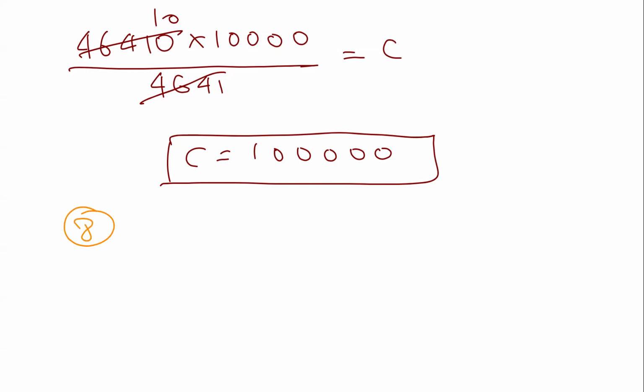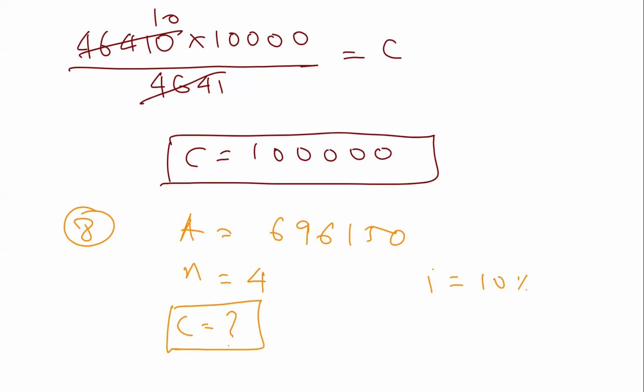A person wants to create a fund of 6,96,150 after 4 years, at the time of his retirement. So in future he wants to accumulate a sum of 6,96,150, right? And after 4 years he has to accumulate this. Every year he has to keep a fixed amount in a bank that gives him interest of 10%. So I is equal to 10%, and how much he should invest every year. So C is asked. The installment that has to be put into the bank every year, that is annuity.